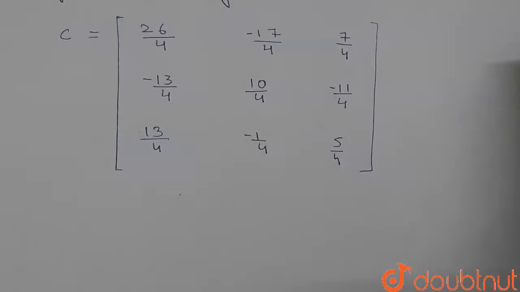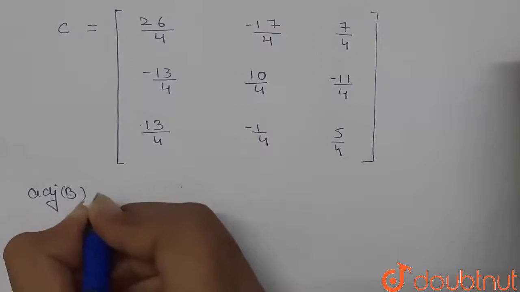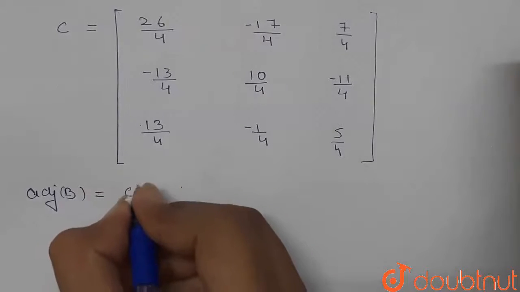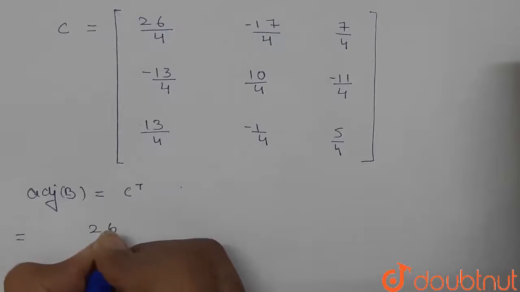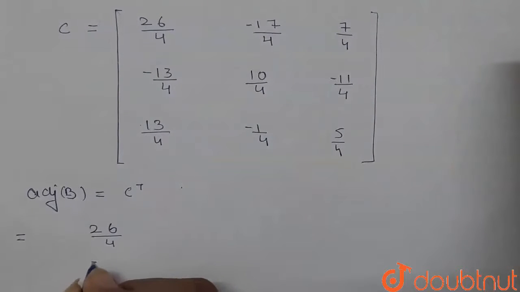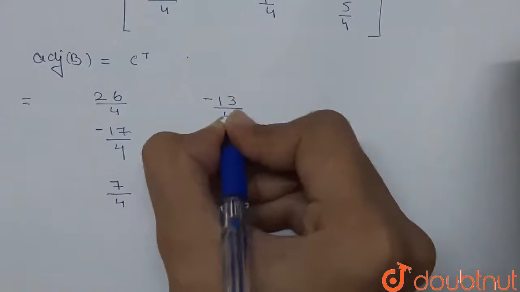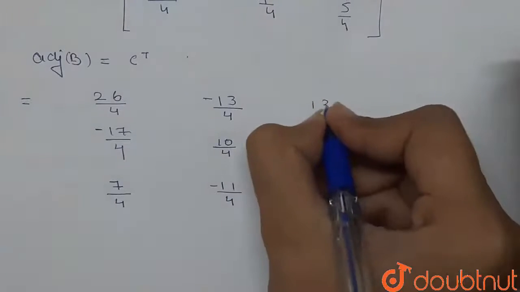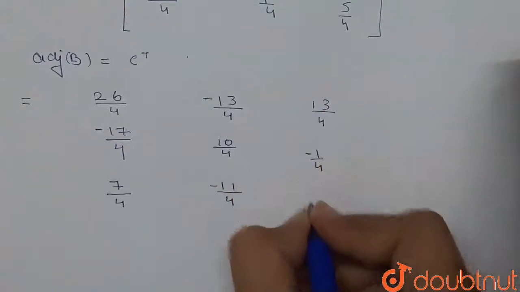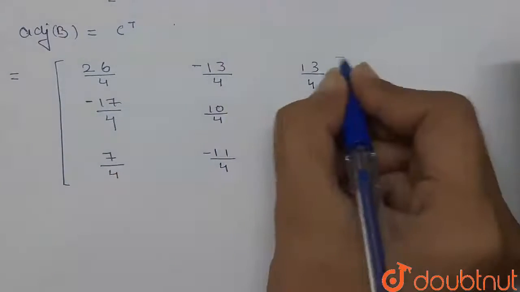Now we need to find the adjoint of B. The adjoint of B matrix is nothing but the transpose of the cofactor matrix. So adjoint of B will be equal to rows changed into columns. So this is 26 by 4, then minus 17 by 4, and here we will have 7 by 4. Then this will be minus 13 by 4, then 10 by 4, then minus 11 by 4. And here we have 13 by 4, minus 1 by 4 and 5 by 4. So this is the matrix adjoint of B.